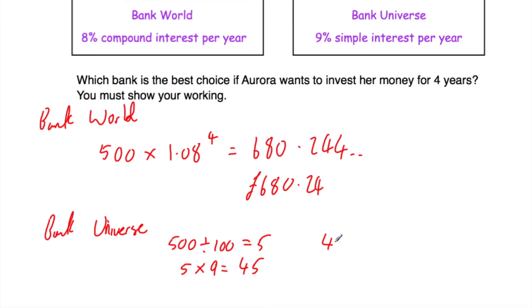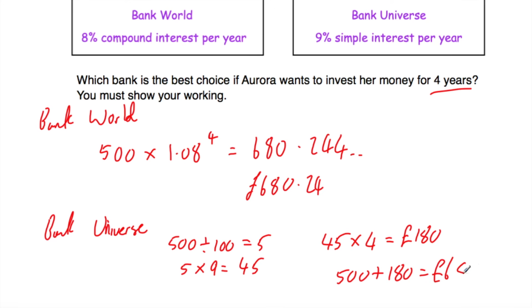So we're going to take the £45 and multiply that by 4 because it's invested for 4 years. So 45 multiplied by 4 is equal to £180. So that's how much interest she earns. Now if we add that on, 500 plus 180 is equal to £680. So if she invests her money for 4 years in Bank World, she would have £680 and 24p. If she invests it into Bank Universe, she'd have £680.